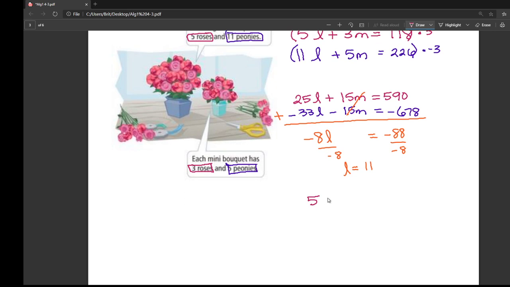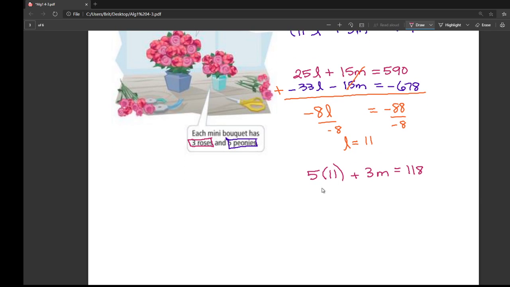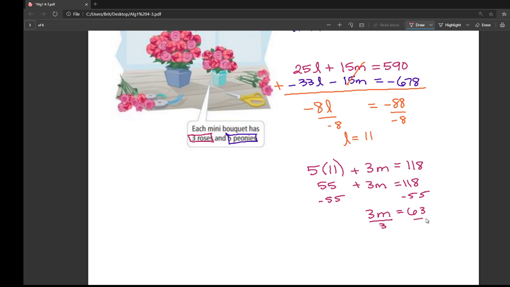All right, so I'm substituting the 11 into my original equation. So I have 5L plus 3M is equal to 118. So 5 times 11 is 55, which I'm going to subtract to try to isolate that M. So I have 3M is equal to 118 minus 55, which is 63. And then if I divide by 3, I get that M is equal to 21.